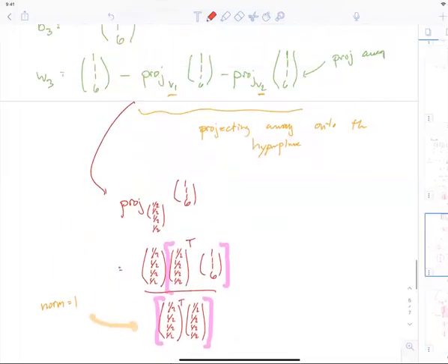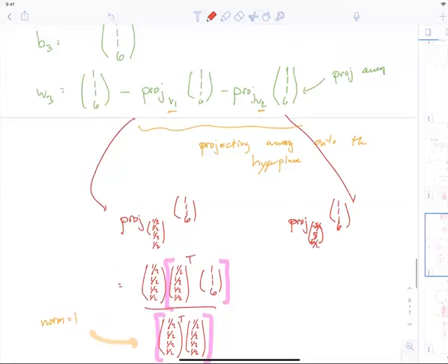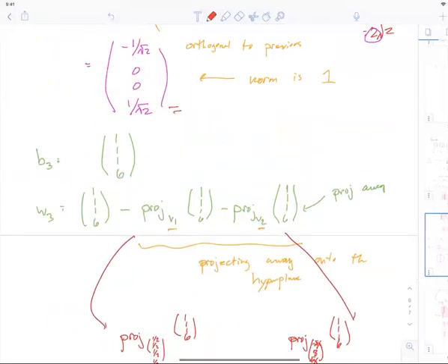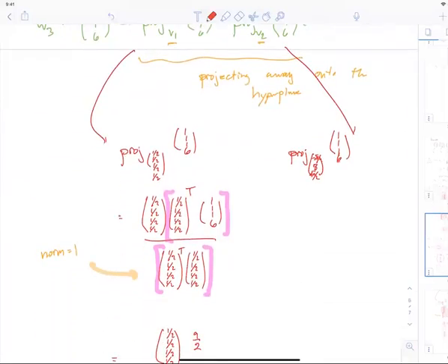And now we have to go to this other guy and do the same thing here. We're going to project 1, 1, 1, 6 onto the vector minus square root of 2 over 2, 0, 0, square root of 2 over 2. So we're just projecting onto this vector right here. All right, so we're going to take that vector. Let's write it as I did before. So it's minus 1 over square root of 2, 0, 0, 1 over square root of 2.